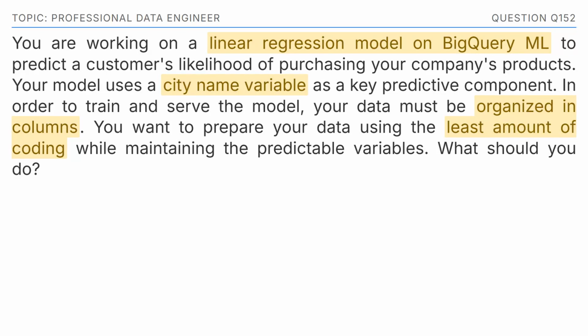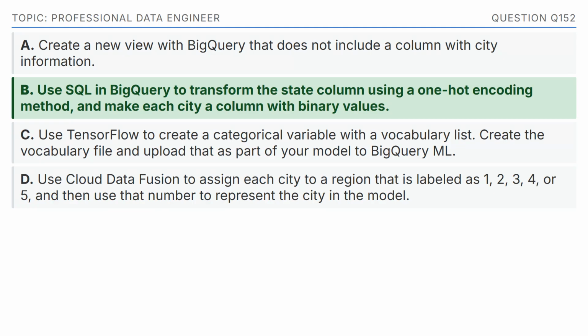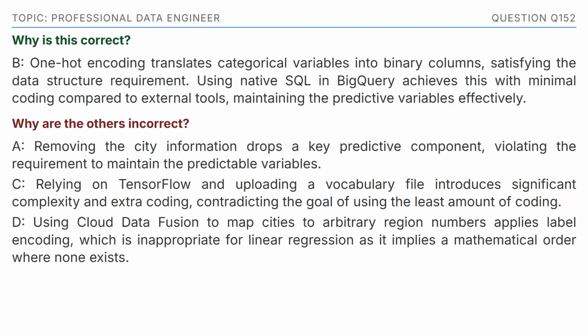To arrive at the correct answer, we focus on the keywords: linear regression model on BigQuery ML, city name variable, organized in columns, least amount of coding. The correct answer is Option B, use SQL in BigQuery to transform the state column using a one-hot encoding method and make each city a column with binary values. Why is this correct? B. One-hot encoding translates categorical variables into binary columns, satisfying the data structure requirement. Using native SQL in BigQuery achieves this with minimal coding compared to external tools, maintaining the predictive variables effectively.